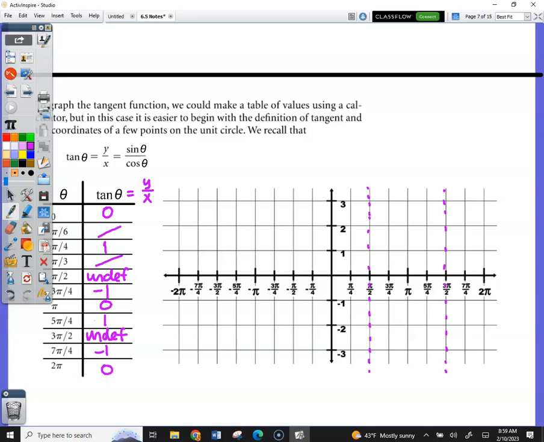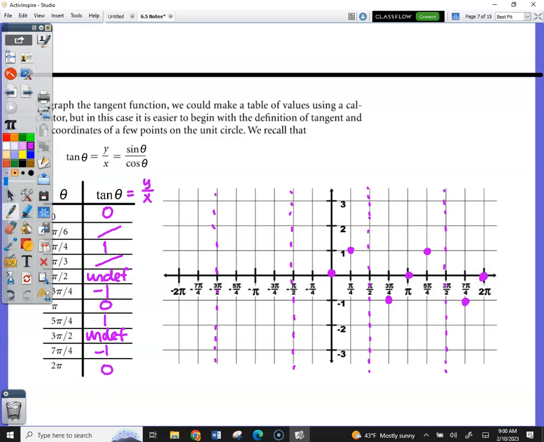If that's our asymptotes right there for the first full cycle, we can reflect that over here. So we're going to put another asymptote at negative pi over 2 and negative 3 pi over 2. And then now we're going to plot. All right, so we have a point at 0, 0, pi over 4, 1, 3 pi over 4, negative 1, pi is 0, 5 pi over 4 is 1, 7 pi over 4 is negative 1, 2 pi is 0.